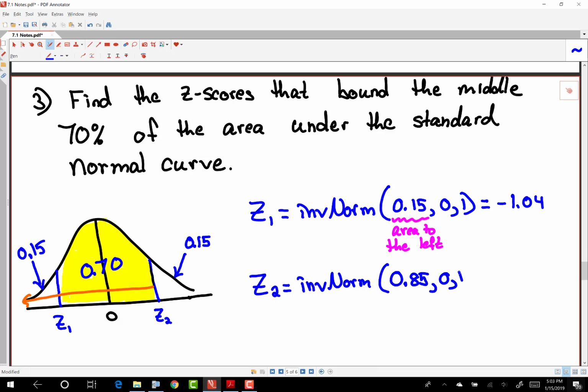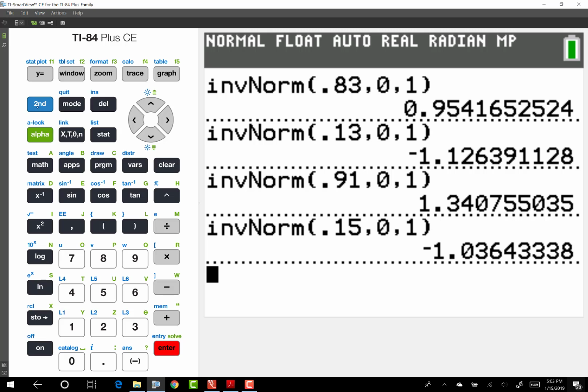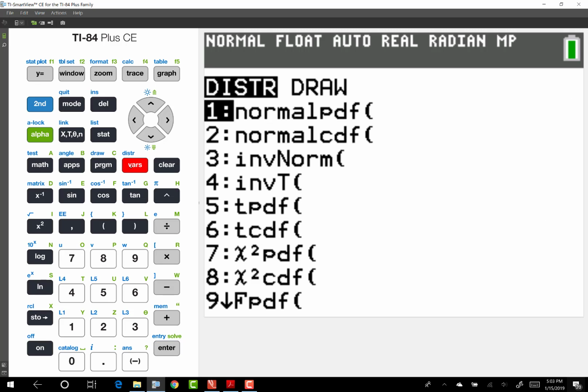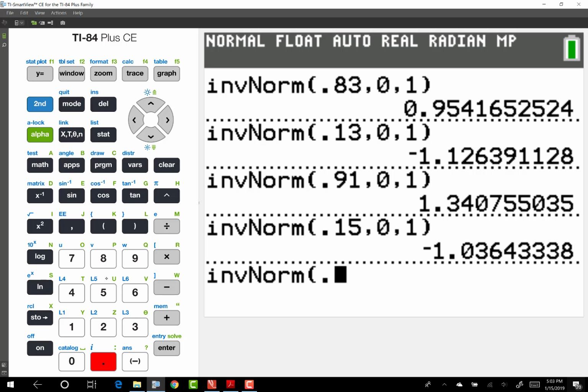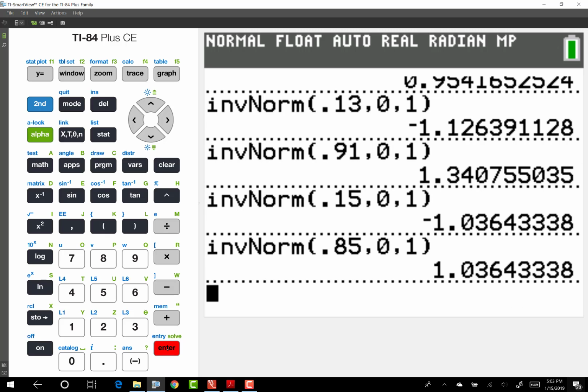And then the mean is 0 and the standard deviation is 1. But because it's all centered around 0, you're going to get the same number that you got for Z1. It's just going to be positive. That's because of the symmetry. But I'll go ahead and show you. So we have 0.85 and then 0 and 1. And that gives us positive 1.04.